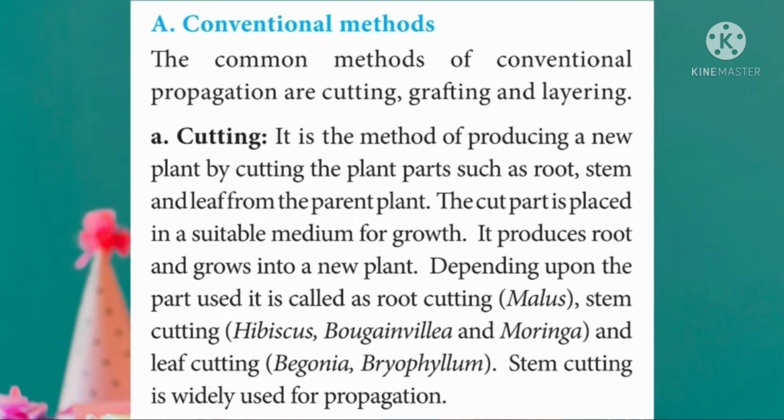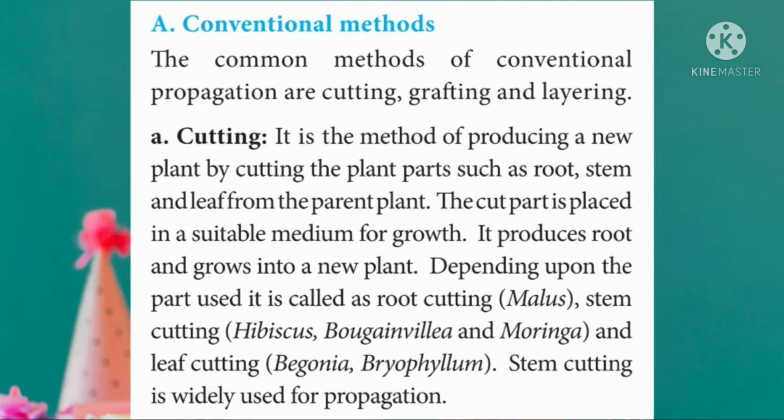The conventional method is divided into cutting, grafting and layering. These three methods are used by farmers. First one is cutting. Simply put, cutting means we take a part of the plant by cutting it and place it into the soil, and it will grow. So it is a very simple method. There are three types in cutting.